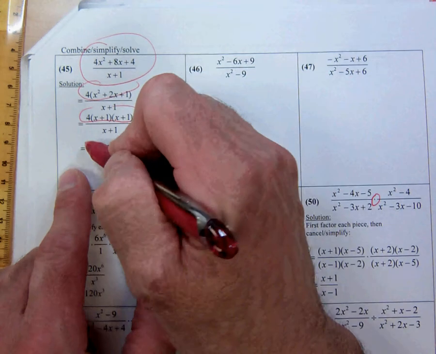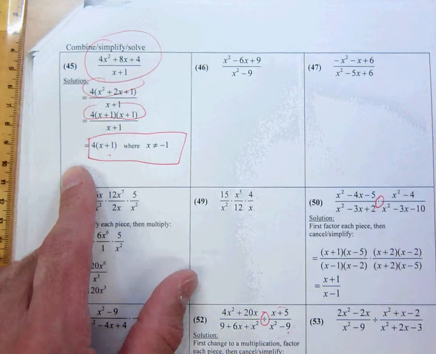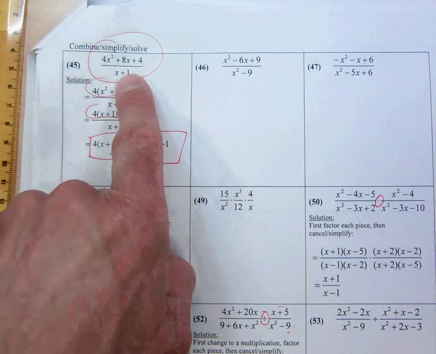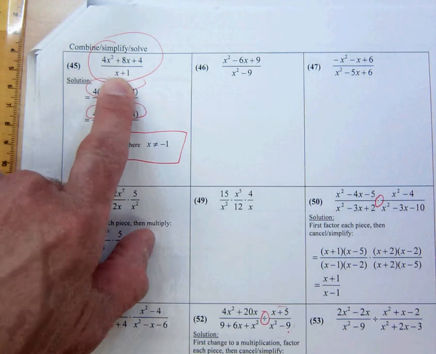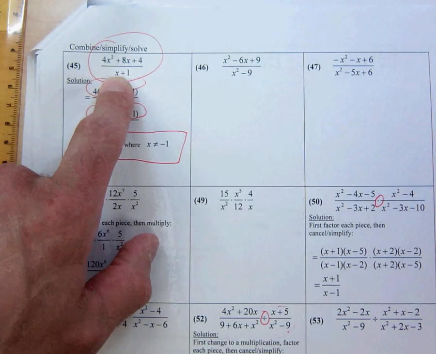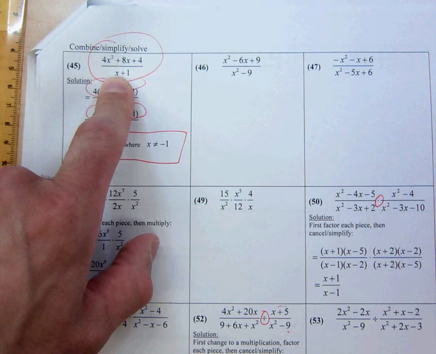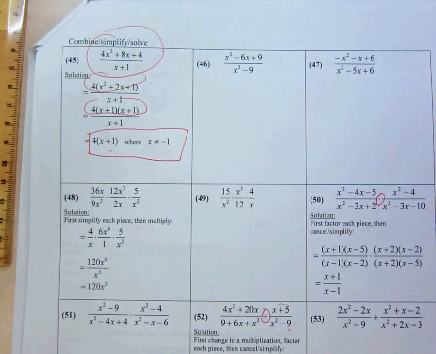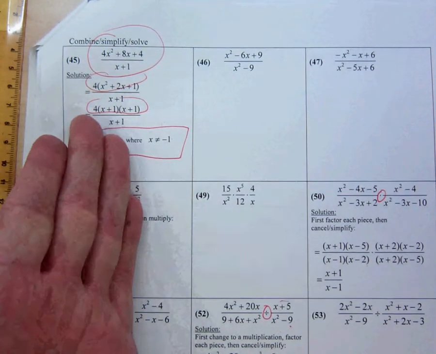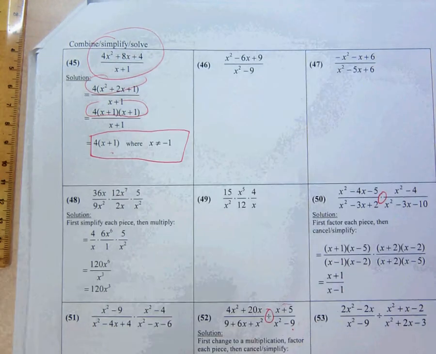Just know that in your answer, why can x not be negative 1? Because in the original problem, it would have been undefined, right? Because of the 0 in the denominator, right? Got it? All right, so that's how you simplify something like that. So now that I did 45, you should have no trouble doing 46, 47.